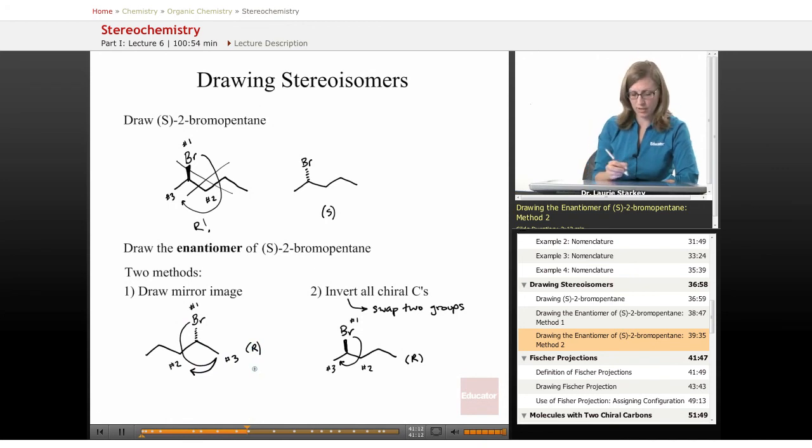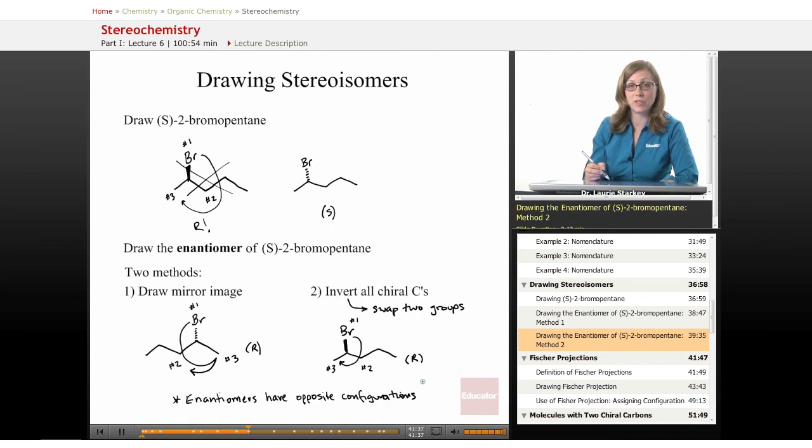So either one of these got to the right answer. And something we can observe here is that enantiomers have opposite configurations. If one enantiomer is the S configuration, the other enantiomer must be the R configuration. That will always be true. And even if you have multiple chiral centers, all of the configurations in the chiral centers of one enantiomer will be the opposite in the other.